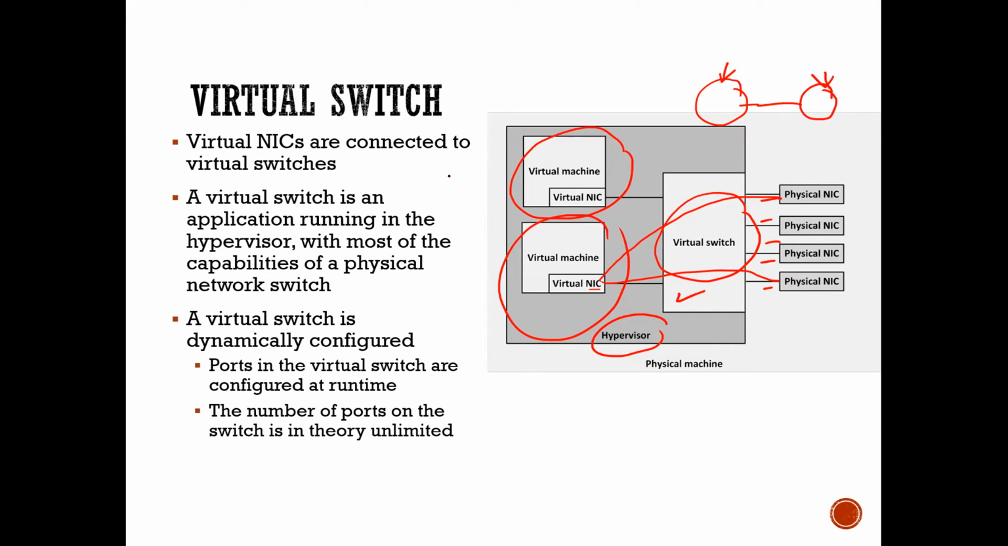So virtual NIC network interface cards are connected to the virtual switches. A virtual switch is an application running in the hypervisor with most of the capabilities of physical network switches. A virtual switch is dynamically configured. Ports in the virtual machine switch or virtual switch are configured at runtime. The number of ports on the switch is in theory unlimited.